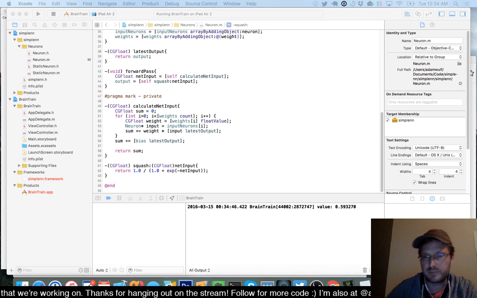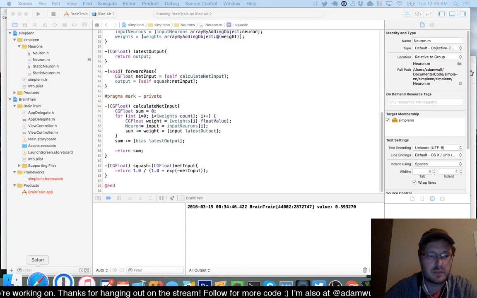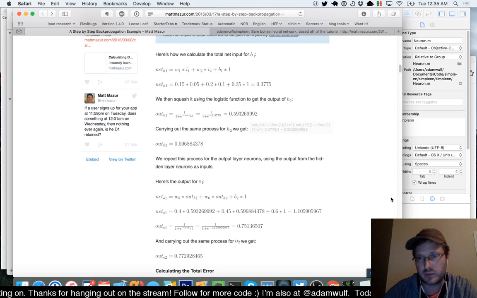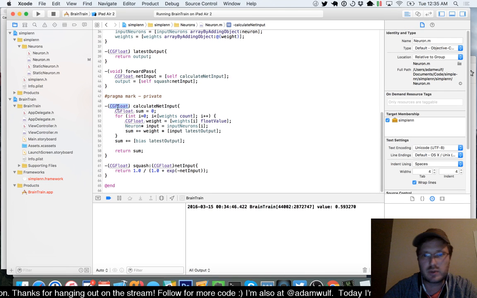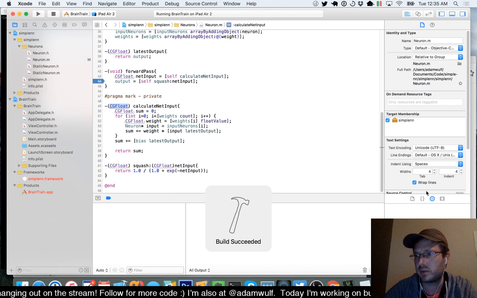Look at that, 0.59327. I think we did it. 0.59326992, right? And so that means we're getting some rounding error on these floats, I believe. Right? Is that what it means?